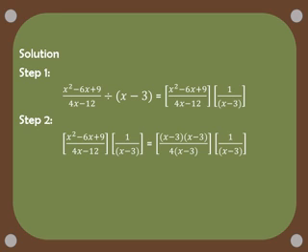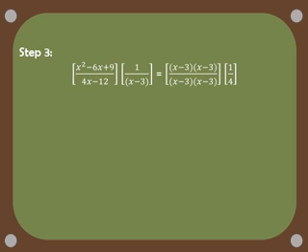So the factors of the first term in the numerator are x minus 3 and x minus 3. And in the denominator are 4 and x minus 3. And in the second expression, the factor in the numerator is only 1, and in the denominator is x minus 3. Divide the common factors, which are x minus 3 and x minus 3. And the remaining factors are 1 and 4.